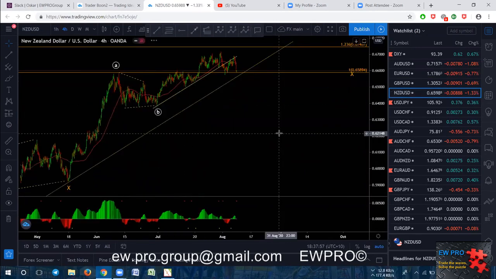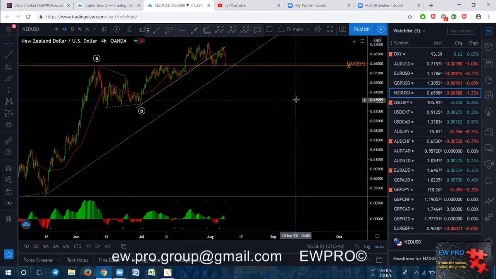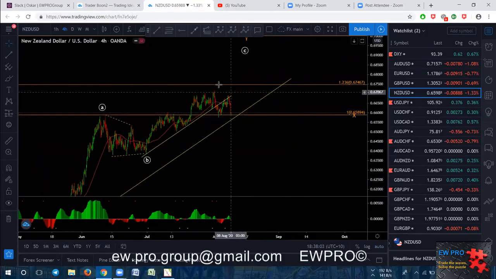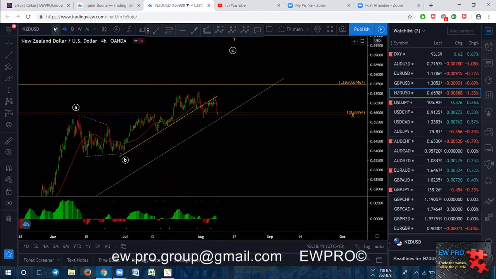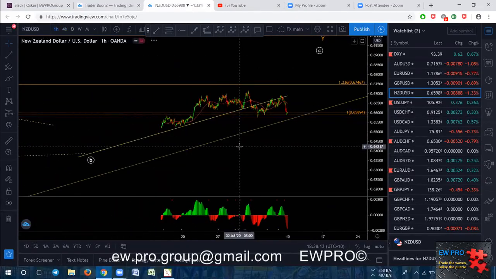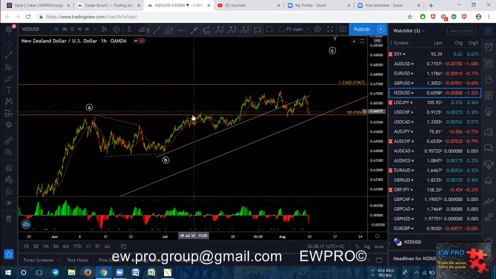NU, pretty much the same. They're all giving this pattern up here. This definitely can be a flat correction for more upside. So if we go on to the H1, we've got a larger correction here. So we've got a W, X, Y, and this can be a correction here.